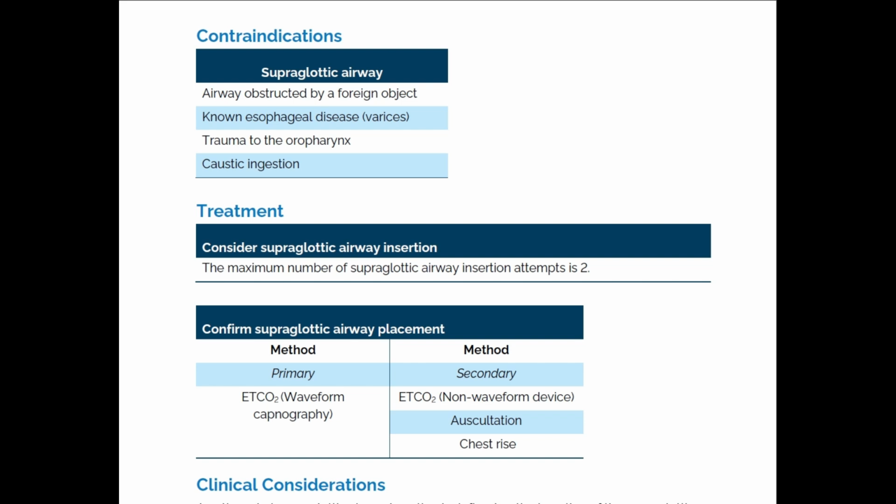Confirmation of proper placement of the supraglottic airway is a critical step. The primary method for confirmation is ETCO2, waveform capnography. This technique provides real-time feedback on the patient's ventilatory status, ensuring that the airway is correctly placed and functioning. If waveform capnography is unavailable or malfunctioning, at least 2 secondary methods must be employed. These secondary methods include ETCO2 with a non-waveform device, auscultation, and observing chest rise.